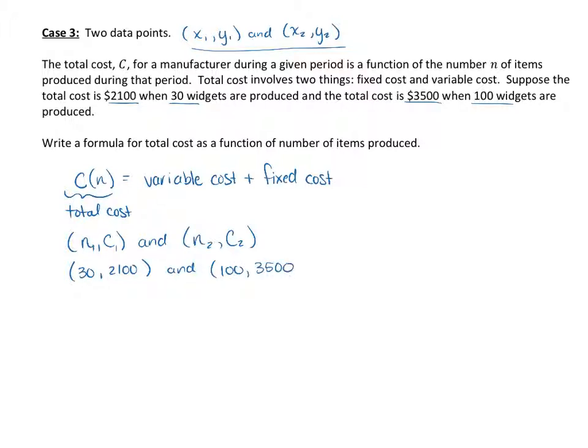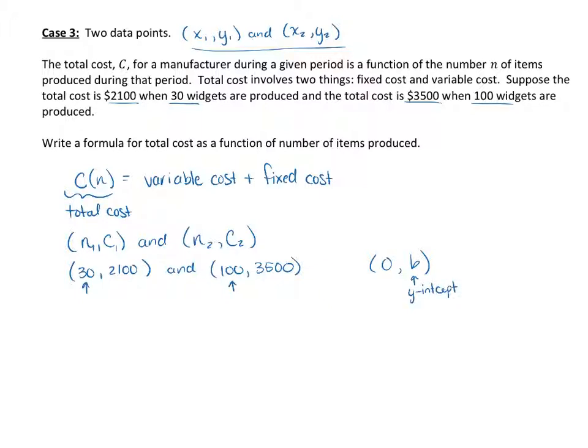Now I want you to take a look at these 2 points and notice that we do not have the y-intercept. How do I know that I don't have the y-intercept? I know because my x value is not 0. Notice we have 30 and 100, but we were not given a point where that value was 0 comma some number b. And remember, this is your y-intercept. So we don't have that point.